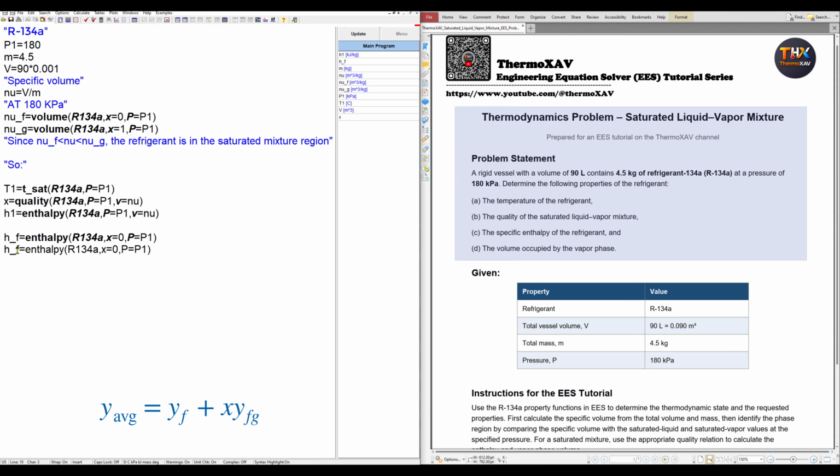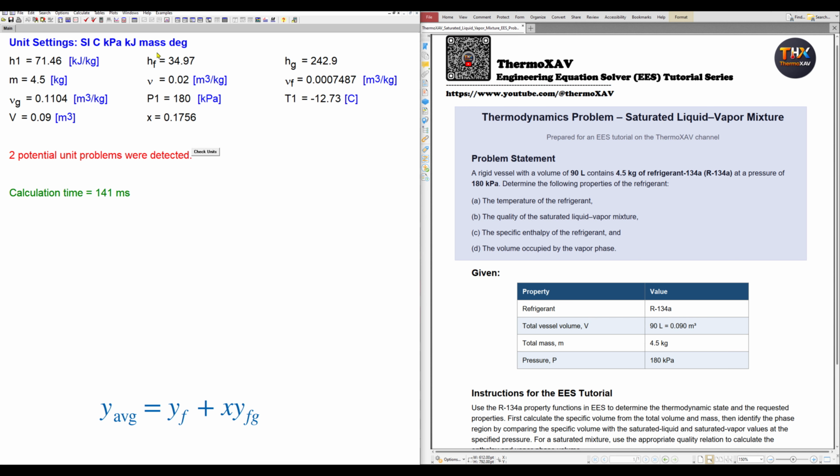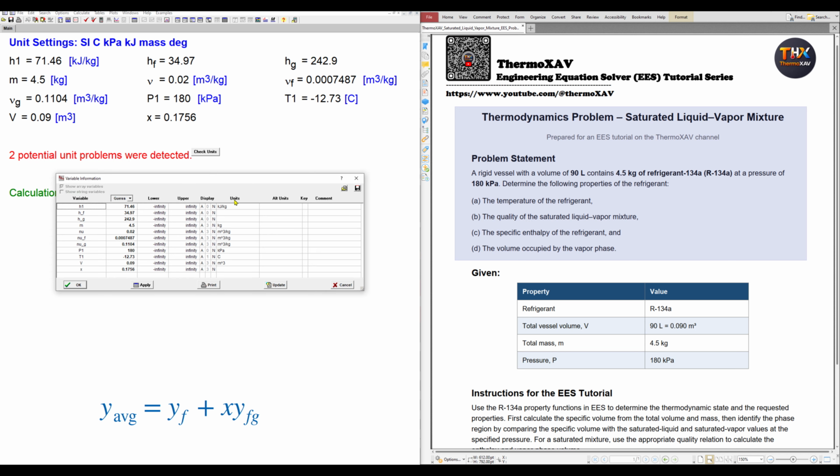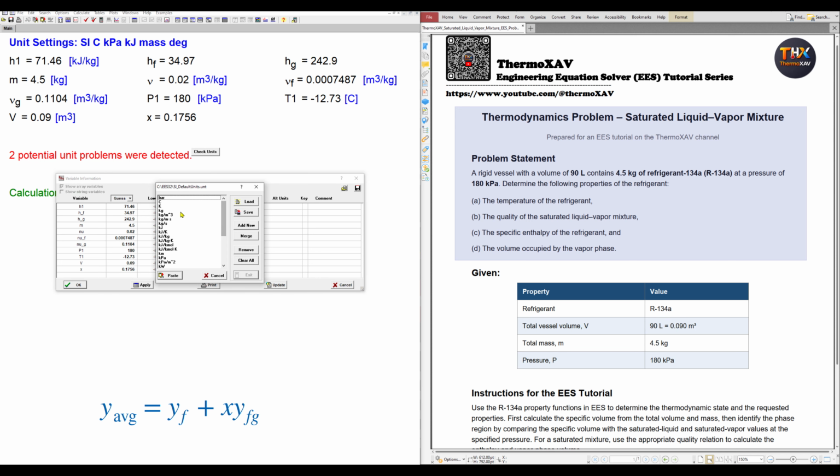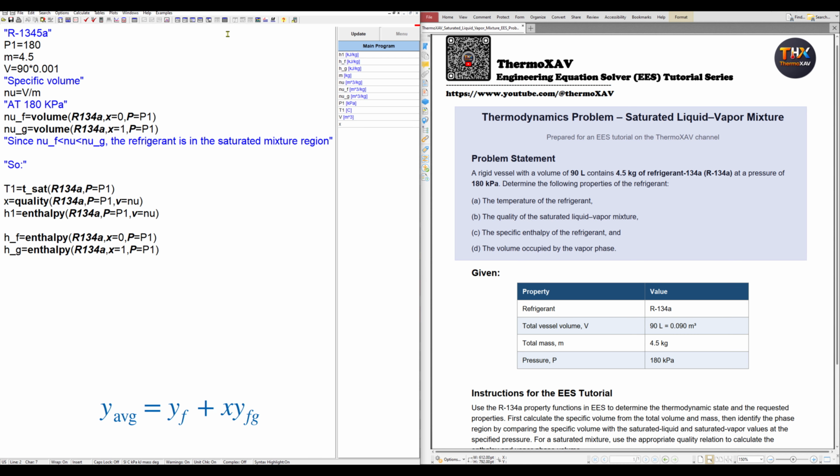Then I can do the same for the vapor region. So I will paste here and change this F to G, and then change the quality to 1 for the vapor line. Then I can calculate, and you see this Hg is equal to 242.9. And here I can also determine the units by right clicking, kilojoule per kilogram. You can also copy and paste from the previous one.